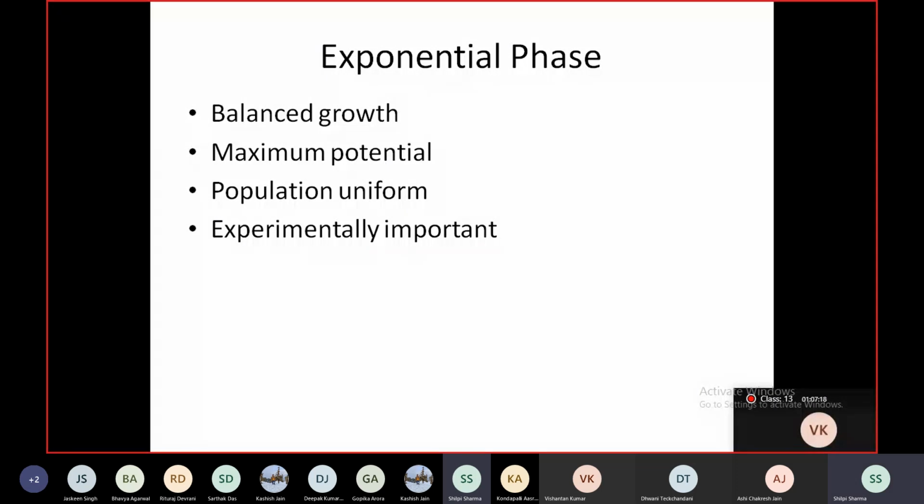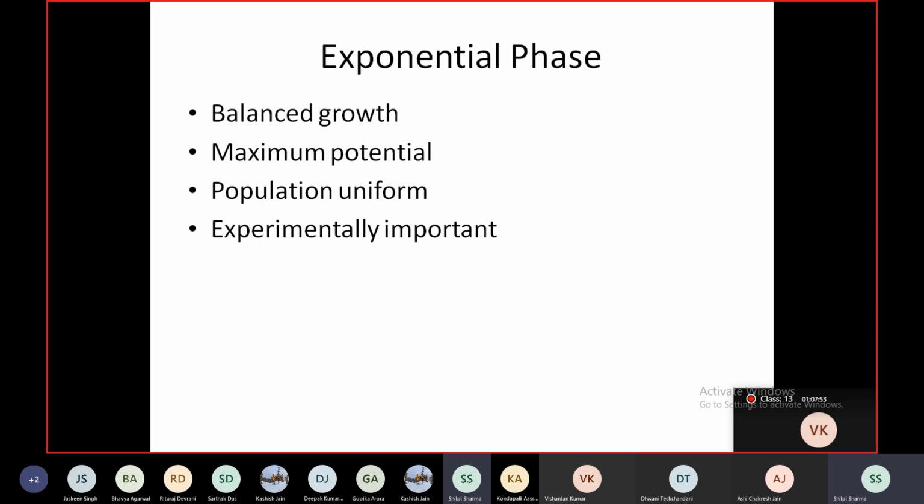Now, once the cells have accumulated all that they need for growth and they have repaired their machinery, they proceed to cell division. In this phase, microorganisms grow at the maximum potential given the environmental conditions. The population is the most uniform in terms of chemical and physiological properties during this phase. In fact, this is the reason why most experiments use cells from the exponential phase for whatever assay they would like to consider.